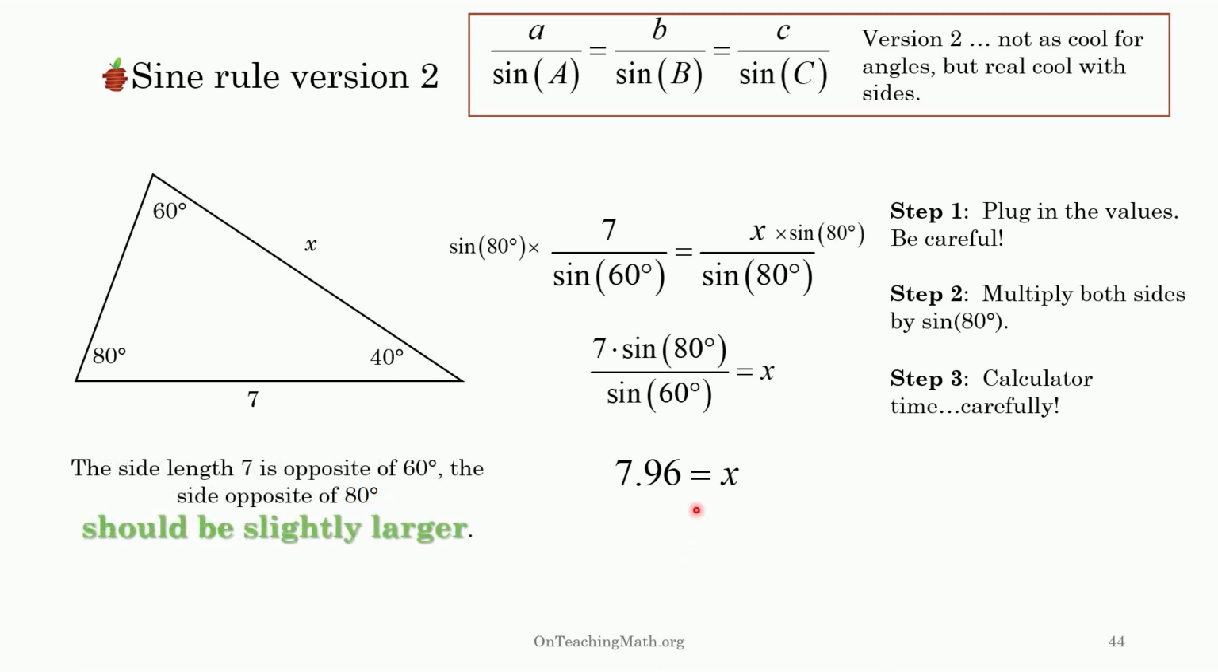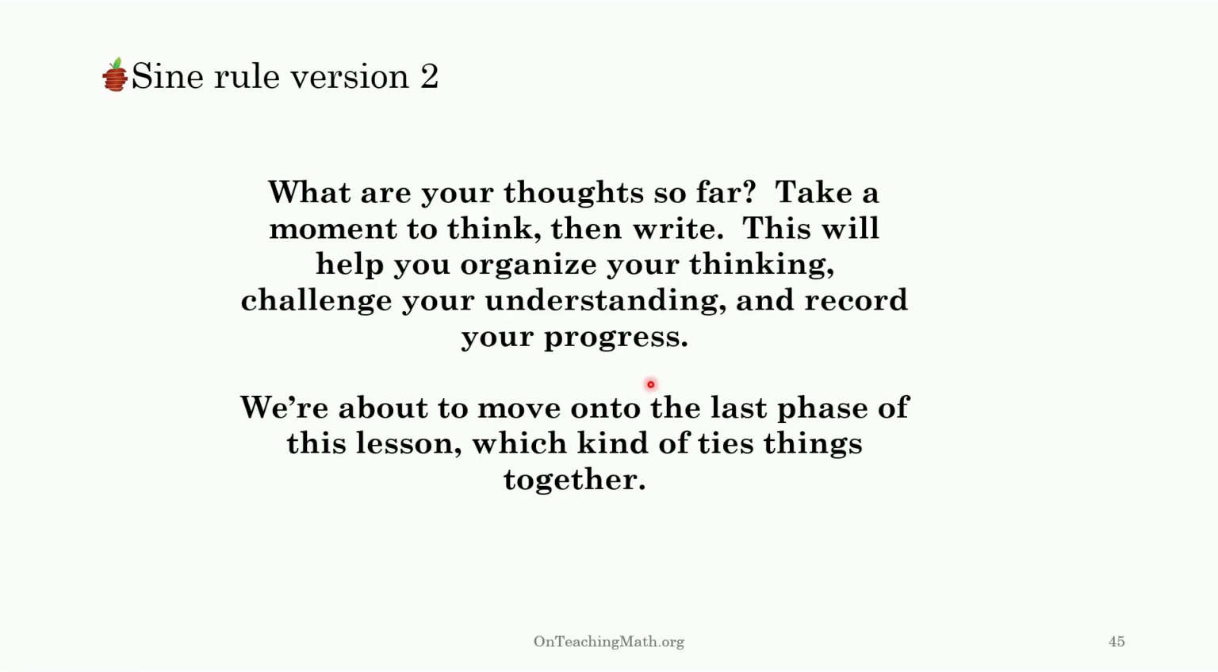Does that make sense? Should this side be 7.96? Well, this angle is 60, and its opposite side is 7. 80 is a little bigger than 60, so its opposite side should be a little bigger. Remember, the side that is opposite the smallest angle is the smallest side. The side that is opposite the biggest angle is the biggest side. Right. Okay, so we've seen two ways to use the sine rule. One, using it to solve for a missing angle. Two, using it to solve for a missing side.